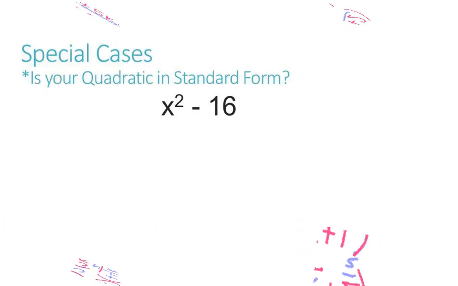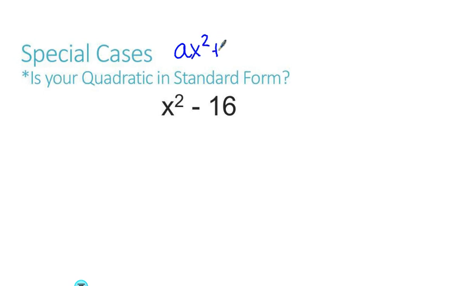Alright, next one, here we go, special cases. Okay, so again, running through those questions. Is my quadratic in standard form? Well, doesn't this thing look a little weird? So let's go ahead and rewrite what our standard form is. That is ax squared plus bx plus c. So which piece are we missing here? Well, hopefully you recognize that we are missing our b term.